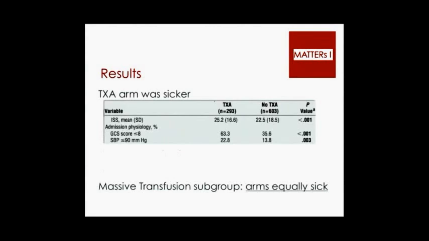The baseline characteristics of the patients were not the same. So the TXA group was actually quite a bit sicker than the no TXA group. As you can see, the injury severity score was higher. The GCS had a higher incidence of being low in the TXA group, and their blood pressure tended to be lower. In the massive transfusion subgroup, though, they were equally sick. You know what, I'll talk about that later.